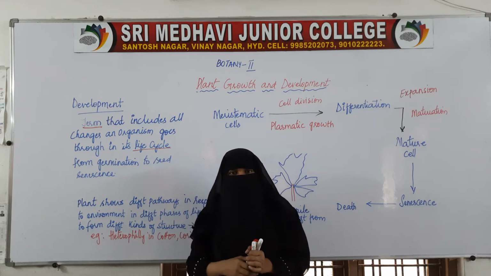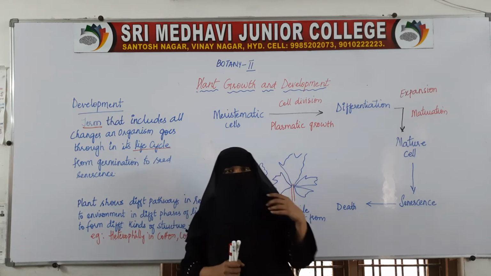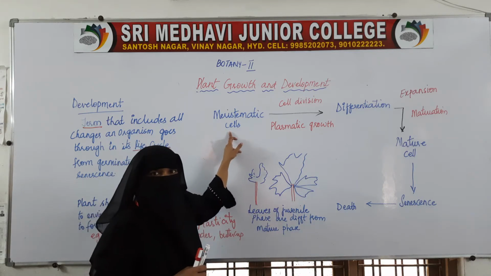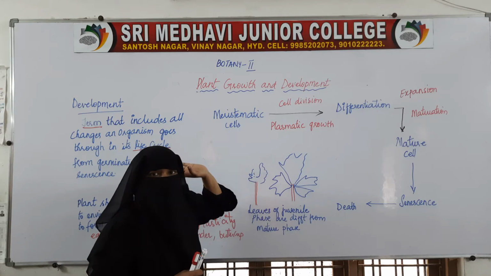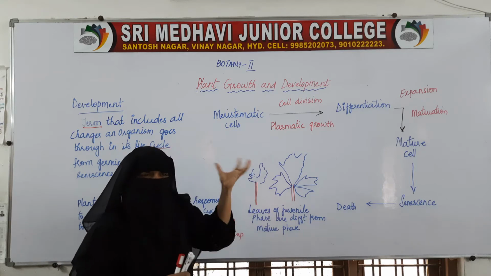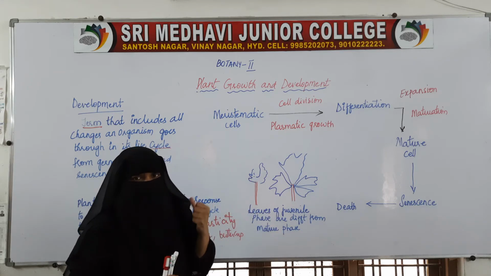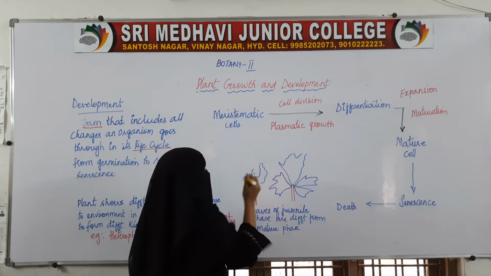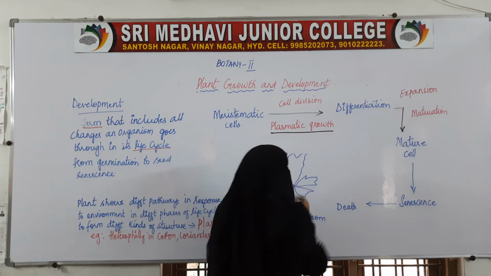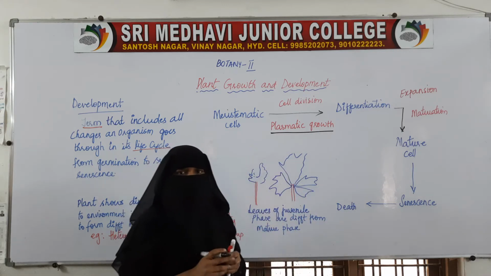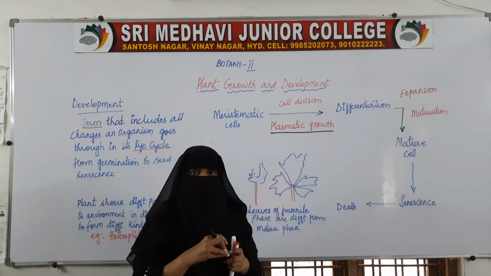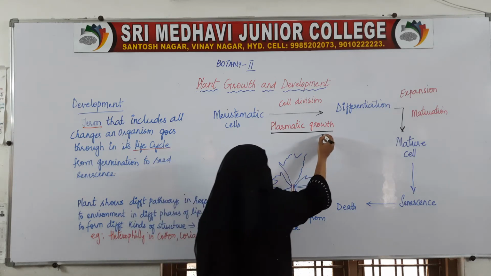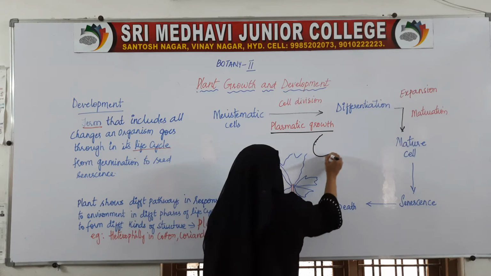So let us sum up the development in a diagrammatic form. Here, first the zygote produces meristematic cells. The zygote divides and produces cells. So these meristematic cells, they undergo plasmatic growth, in the sense the protoplasm and all will increase.